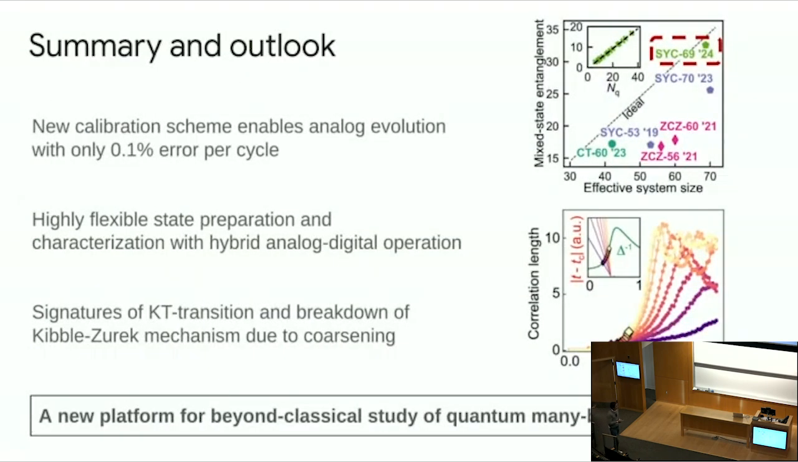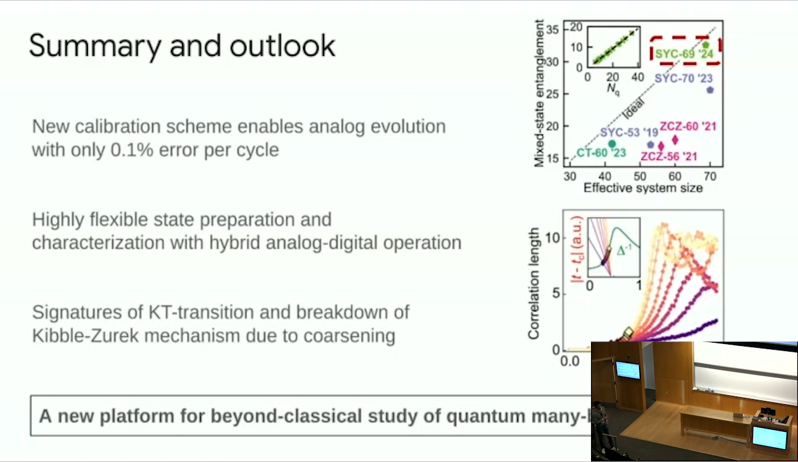That brings me to the summary of the talk. I've shown you that we've developed this new calibration scheme that allows us to have analog evolution with a very high fidelity, just 0.1% error per qubit per cycle. We then combined that with digital gates that allowed us to have a very flexible initial state preparation.